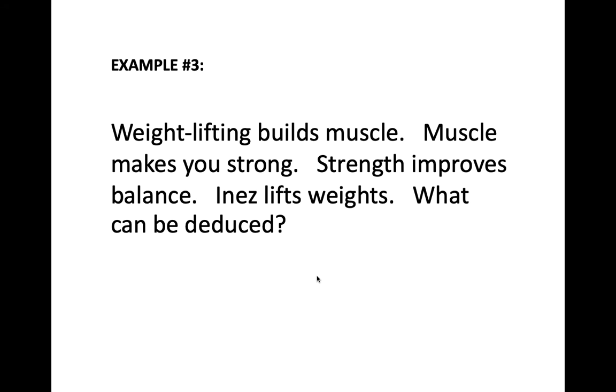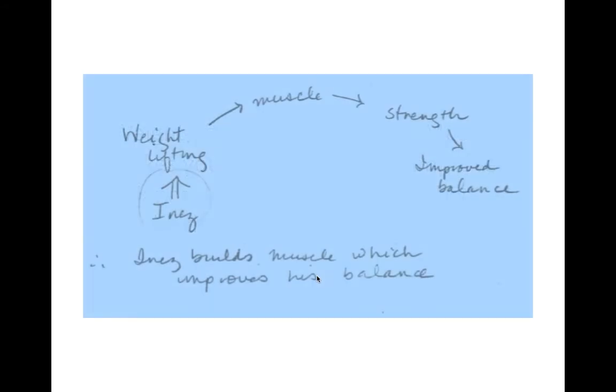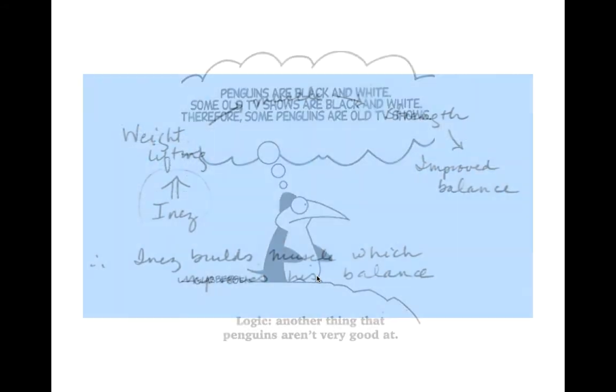Well, if Ines lifts weights, then he or she is improving their balance. You could also say they're building muscle and they're getting strong. We can also come to this final conclusion: if Ines lifts weights, then he's improving his balance. That's just a simple, clear example of the transitive property as we work through it.